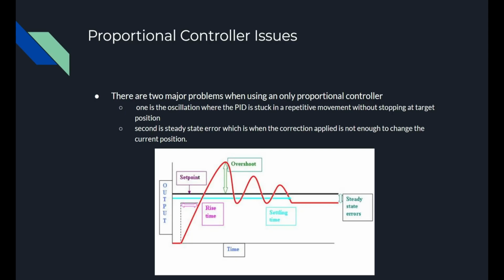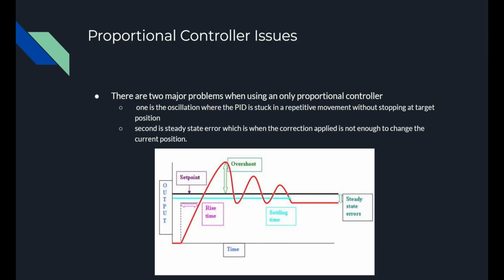There are two major problems when using an only proportional controller. One is oscillation, where the PID is stuck in a repetitive movement without stopping at its target position. And the second is steady state error, which is when the correction applied is not enough to change the current position.